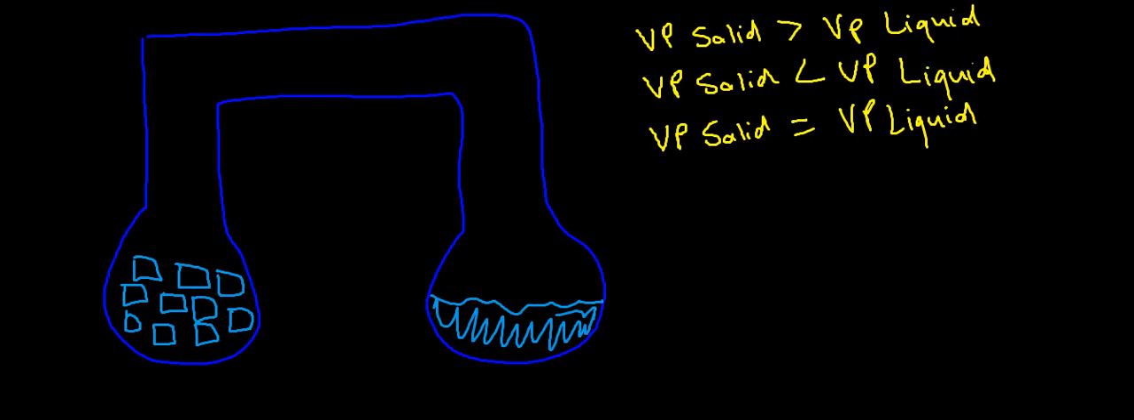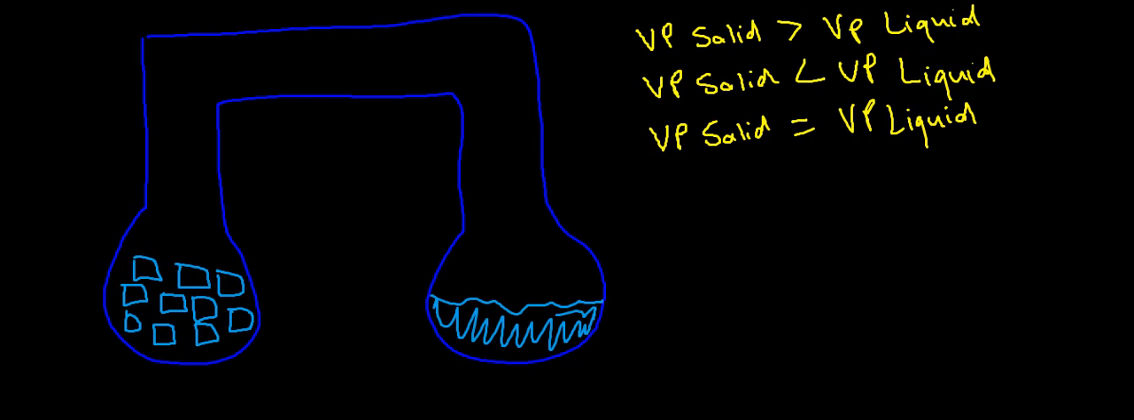Let me first say that solids in fact have a vapor pressure. Liquids obviously have a vapor pressure, and gases have a vapor pressure as well. All of them have a vapor pressure. And what will cause a phase change is when the solid has a greater vapor pressure or the liquid has a greater vapor pressure. It just depends on which one. So let me go through the examples and show how the vapor pressure is influencing a phase change.